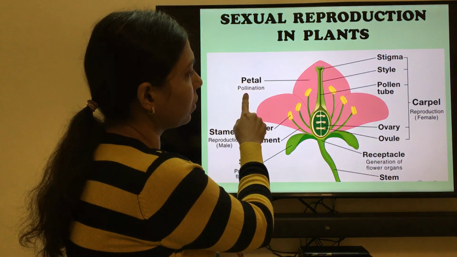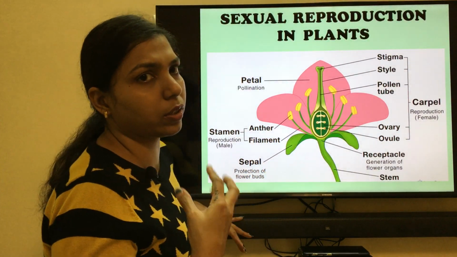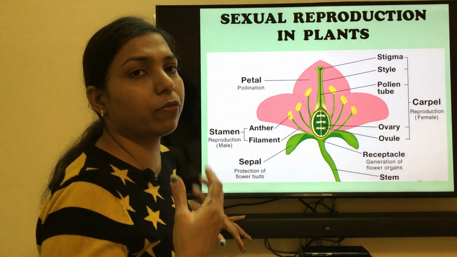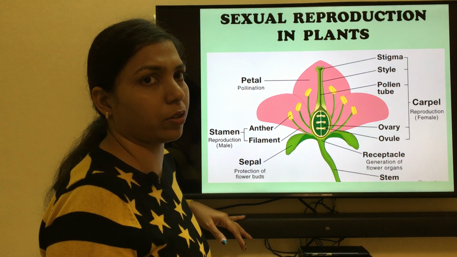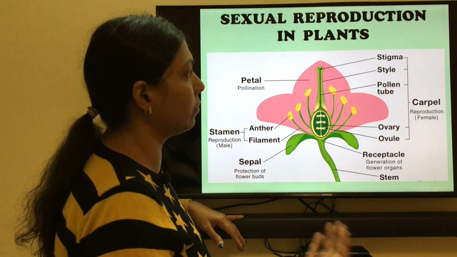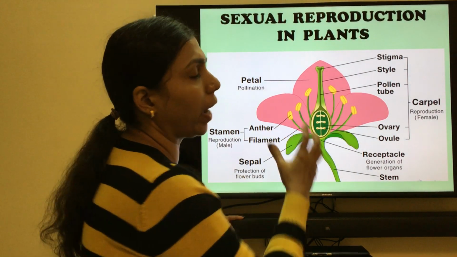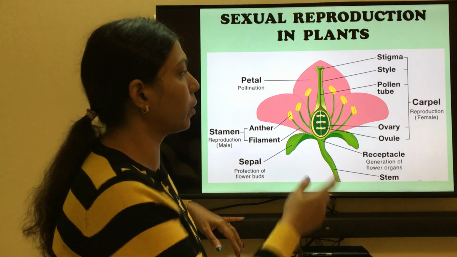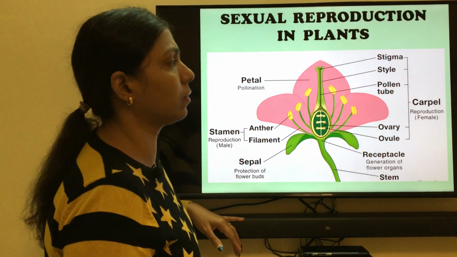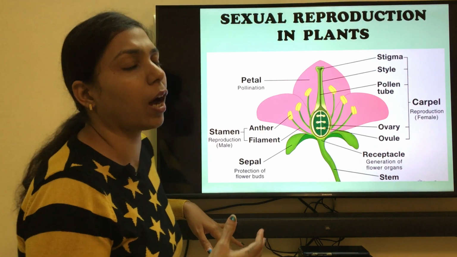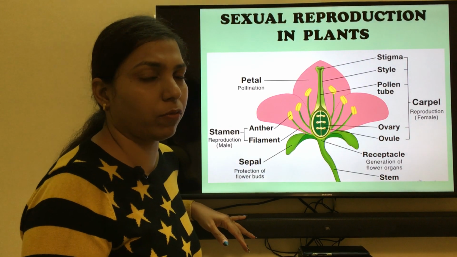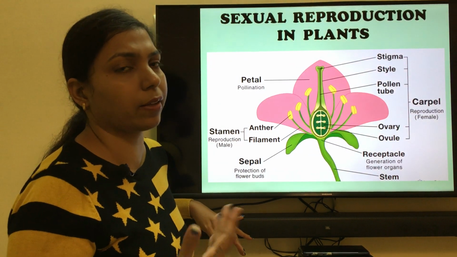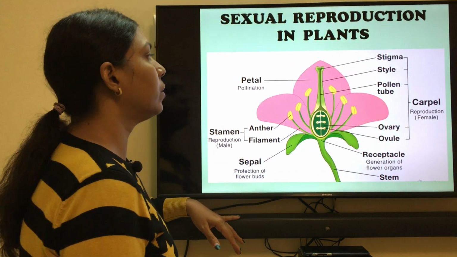Your petals first. They are the most attractive part of the flower. When we look at a flower, we first look at its color. The color of the flower is given to it by the petals. You have flowers in different colors, okay, that is because petals are of different colors. So petals are the most attractive part of the flower. They not only attract human beings, they also attract insects and animals to the flowers.